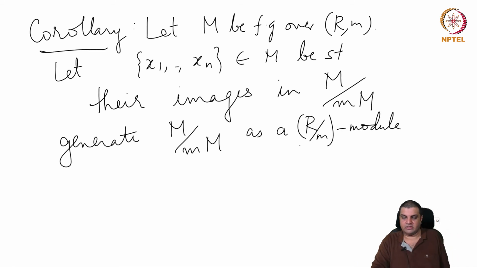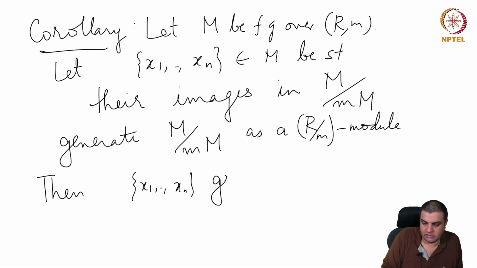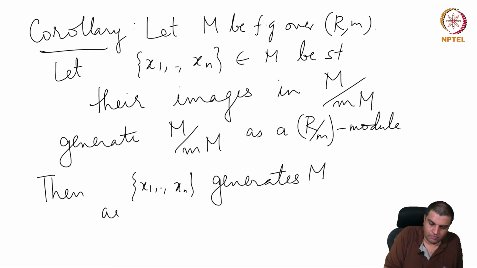This is a vector space. R mod m is a field. Therefore, M mod mM is a finitely generated module over it. So it's a finite dimensional vector space. So then we can talk about some elements, and elements of here are residue classes of elements of M. So let's just pick n elements in M whose residue classes will generate this finite dimensional vector space. Then x1 through xn generates M as an R module.